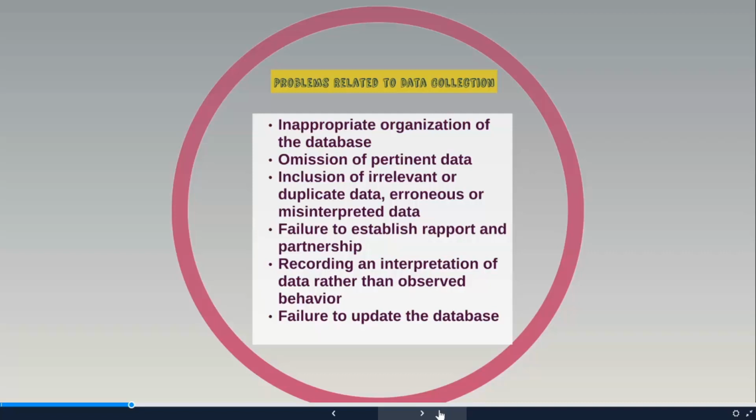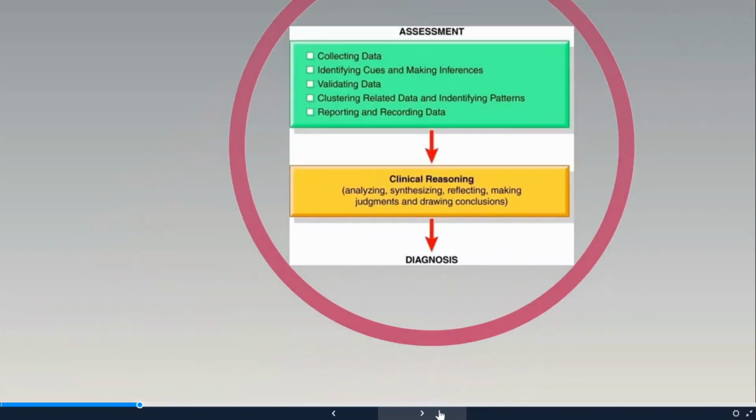So you want to make sure you're not interpreting behaviors or things that you've observed, but rather asking the patient. So if a patient is pacing the room, you might say to them, I see that you're pacing the room. Is everything okay? Or, I see you're pacing the room. Tell me more about it. Explore that with them. And then make sure you're updating the database. So if you get data on day 1 and now it's day 6, you want to make sure that you're updating the data so that it doesn't appear that we're still on day 1 of the patient's admission at the hospital. Okay? So you can read through those a little more in depth.